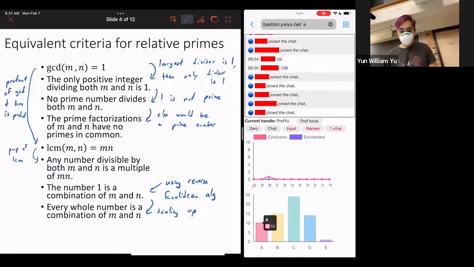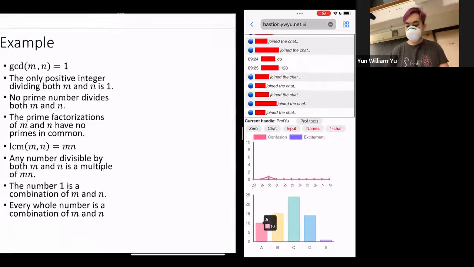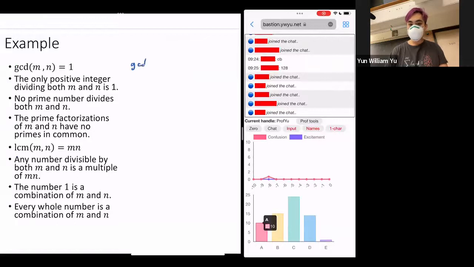Okay, where was I? So every whole number, scaling up. Yeah, and so let's just give a quick example of a little bit of these properties. So for example, the greatest common divisor of 120 and 143 happens to be equal to 1. You can check this. There are several ways of checking it. One way of checking it is that the prime factorizations have no numbers in common. So this is 2 cubed times 3 times 5. That's 120. And 143 happens to be equal to 11 times 13.